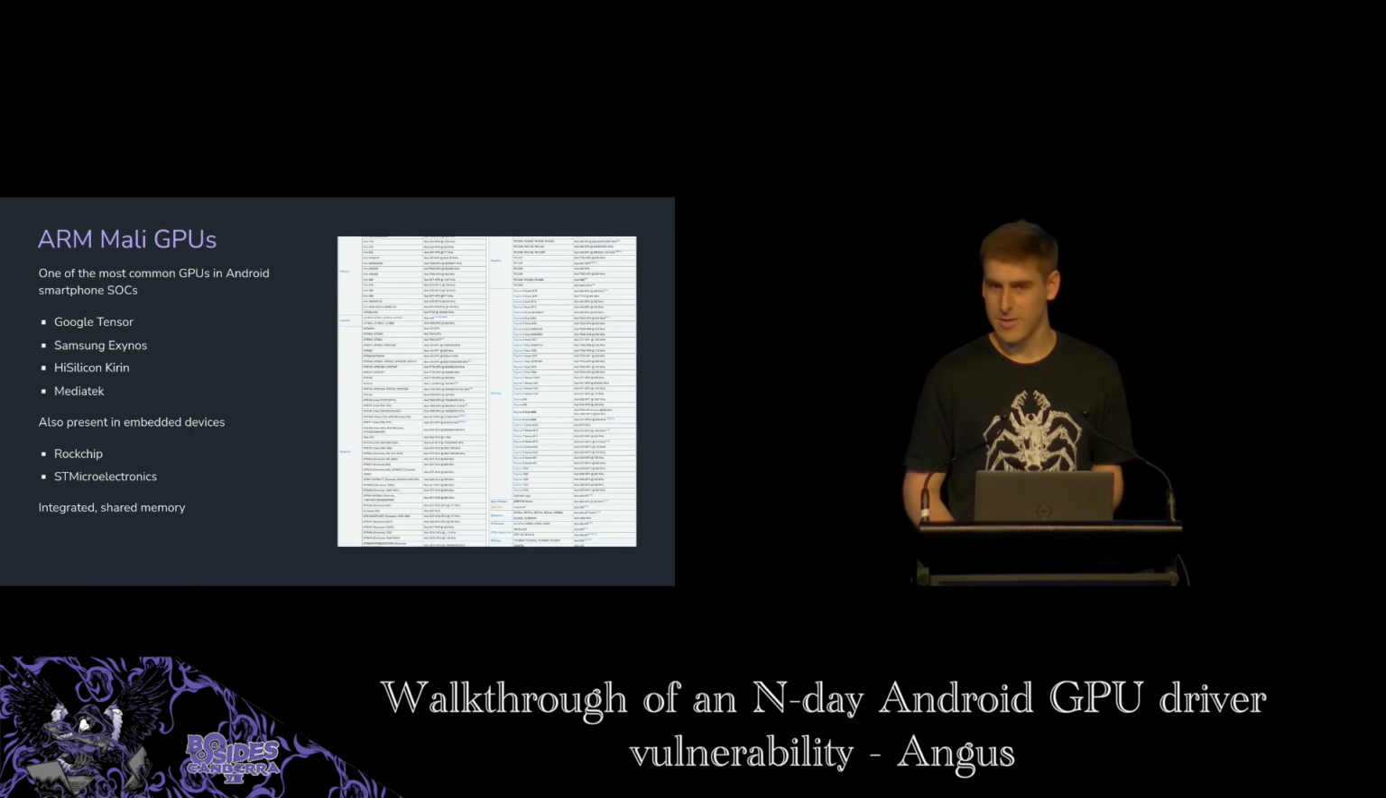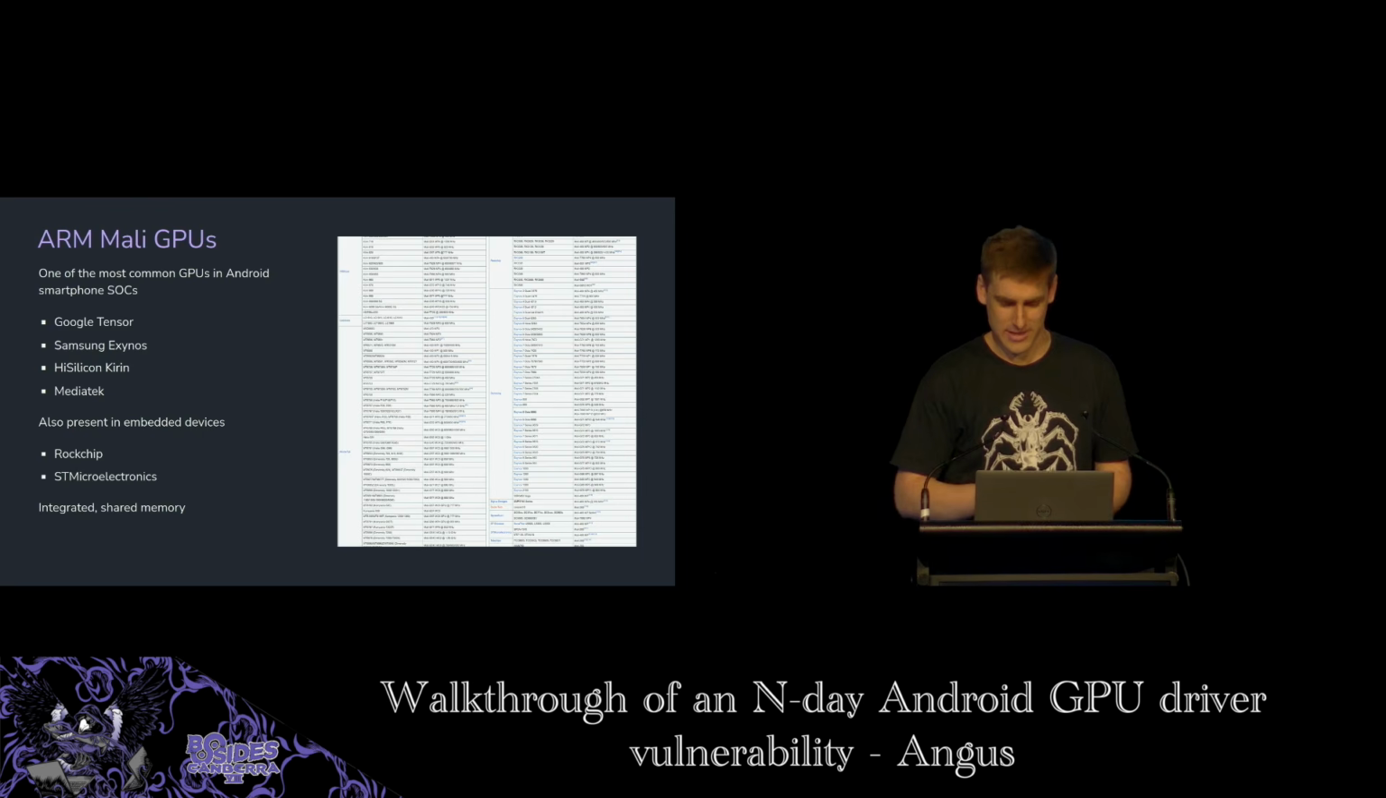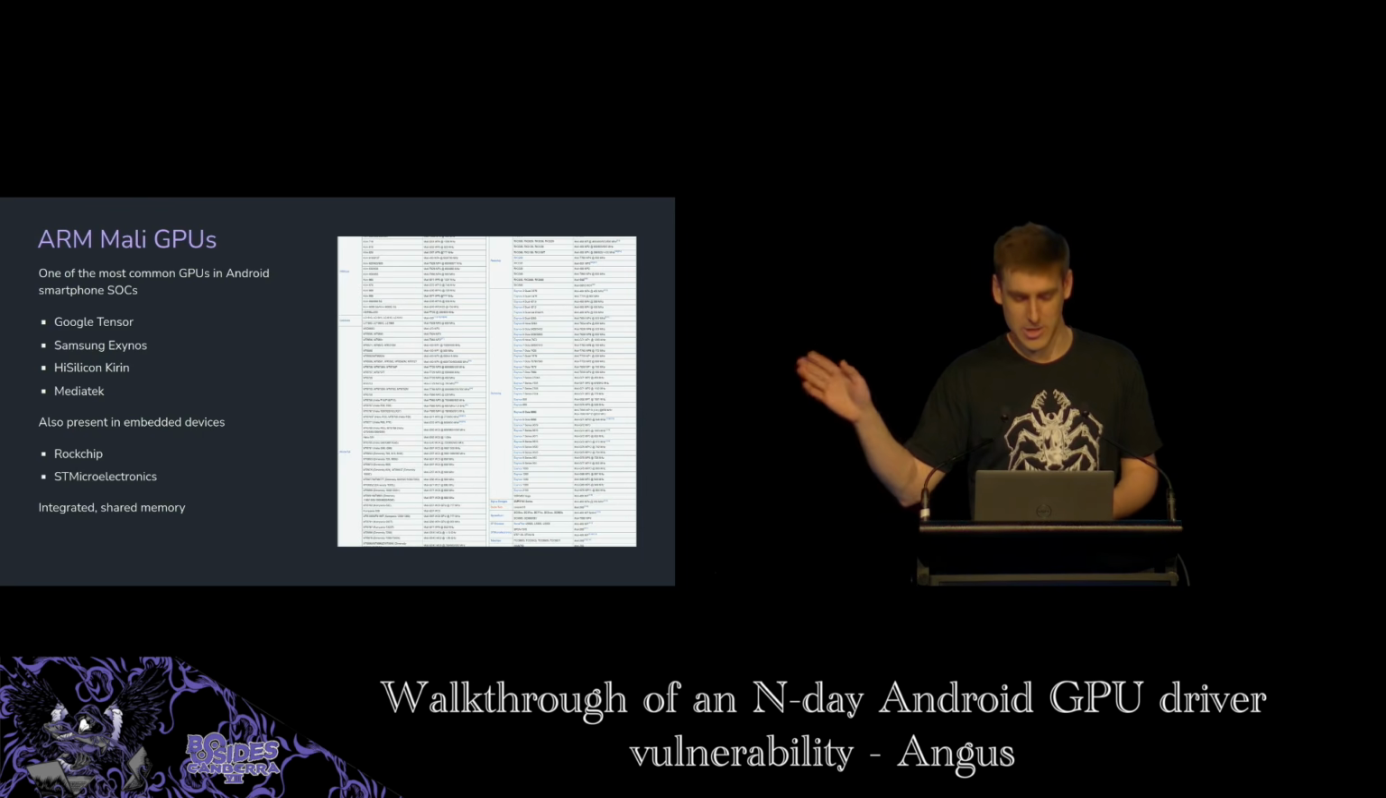What is Mali? Mali is a type of GPU that's in a lot of Android phones. Your Google Pixel devices use them, a bunch of Samsung Galaxy devices, some Huawei devices, a bunch of lower-end phones that use MediaTek chips. They often will have Mali GPUs in them. They're also used in some embedded devices like the Rock Pi that uses Rockchip, and STMicroelectronics chips that are used everywhere. This image on the right is a screenshot I took from Wikipedia. It's quite a few years outdated, but you can see there's a lot of chips that have this thing in it.